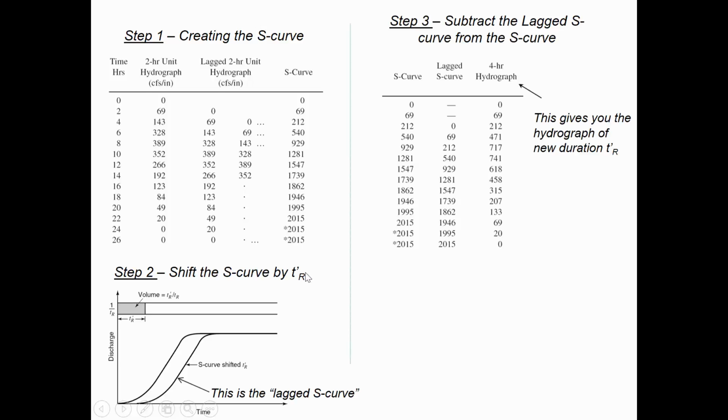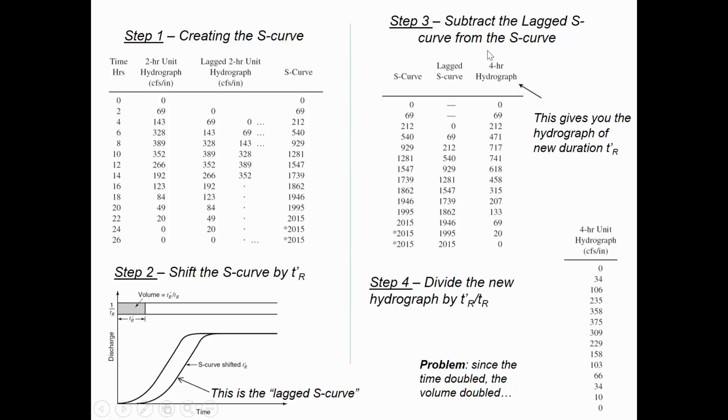Then we subtracted out the S-curve from the lagged S-curve, and then because the volume had doubled, we divided by the ratio of T prime R to T sub R. So the original duration was T sub R, T prime R is the desired. And you divide by that ratio, and then it brings the volumes back in line.